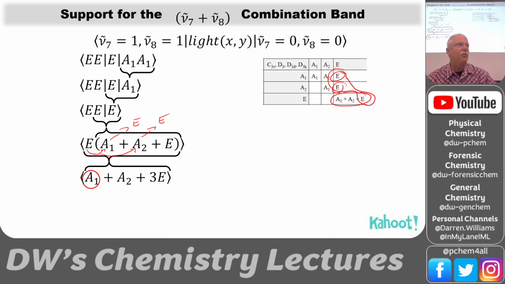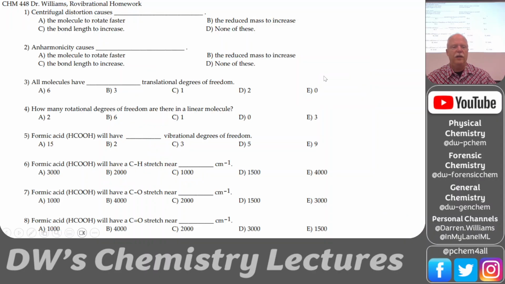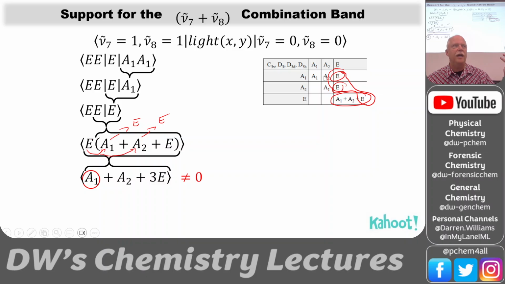But we see that A1, which is the top row of the character table, so this is not equal to 0. So this combination band is allowed with XY polarized light or with Z polarized light. That's pretty much it for the combination bands. I'm just showing you that they might show up if there's symmetry allowed. We don't know how intense they are, but we can get Gaussian to do that now.